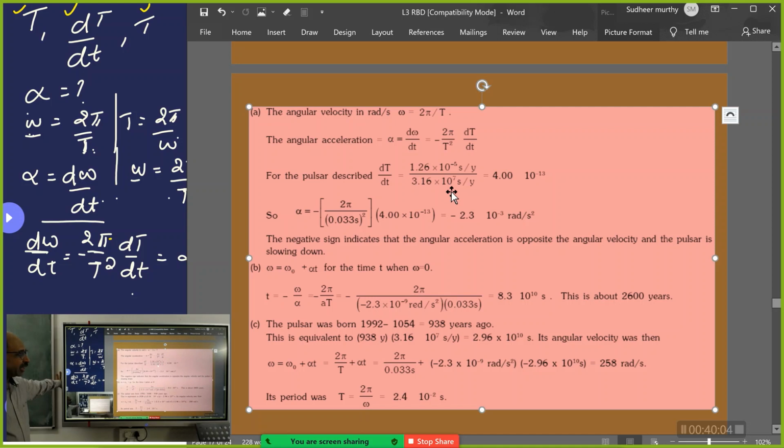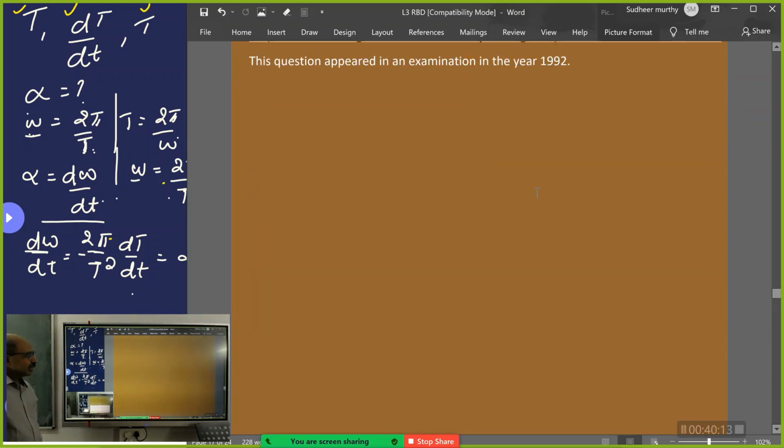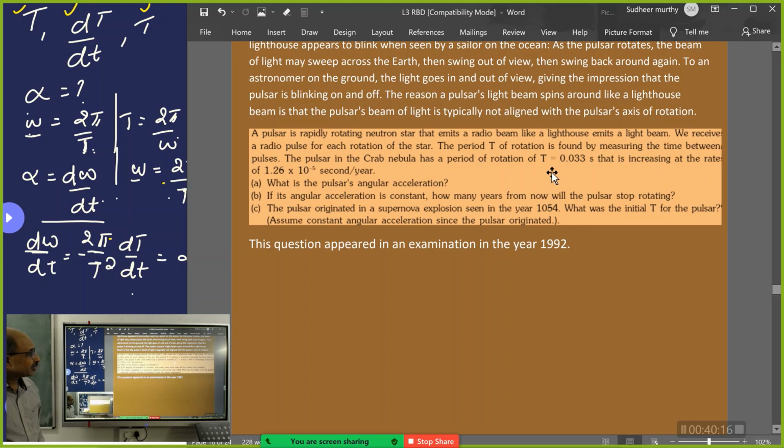Then you have to convert it. See, read that. You clarify it. Time period 0.033 seconds. And you see here the rate is 1.26 into 10 to the power of minus 5 seconds per year. Per year. Understand? So the time period is increasing by 1.26 into 10 to the power of minus 5 seconds every year. Yes, sir. Okay.